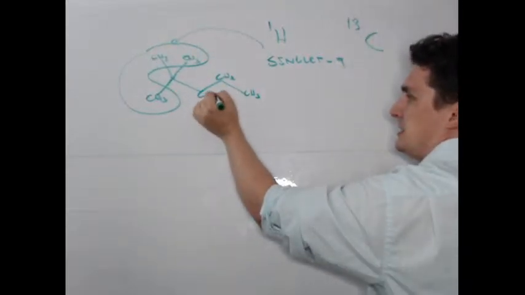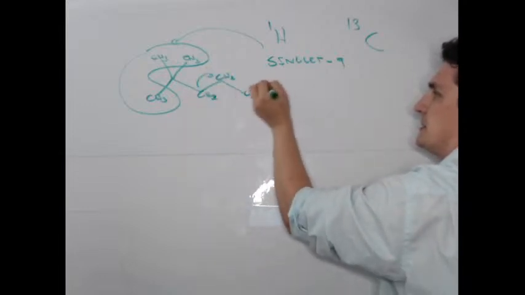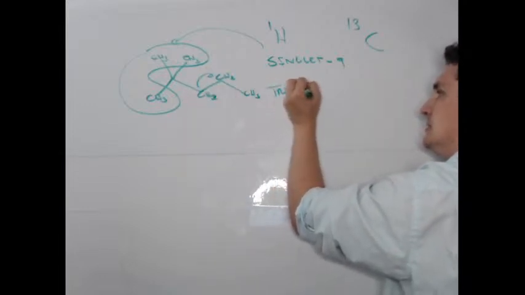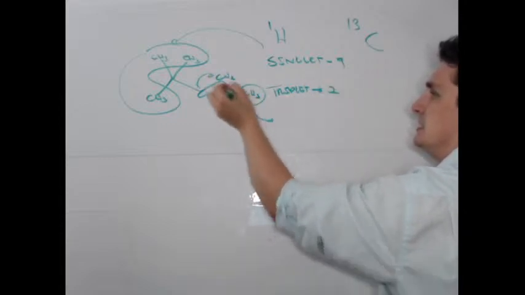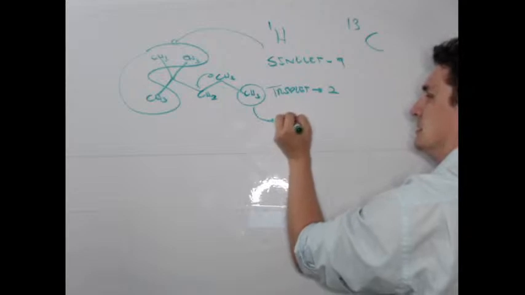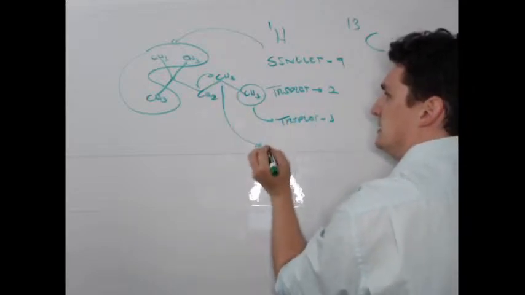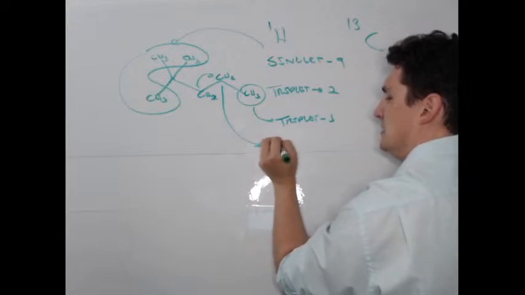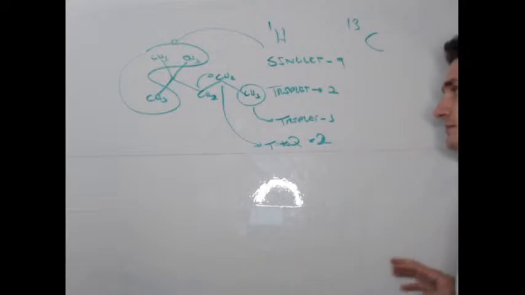Now here we have a CH2 group. So the CH2 is adjacent to 2 hydrogens, so we expect a triplet with an area of 2. Here we expect to see another triplet with an area of 3. And here we expect to see a triplet that's been split into a quartet with an area of 2.